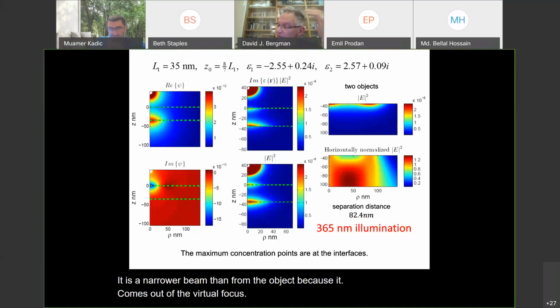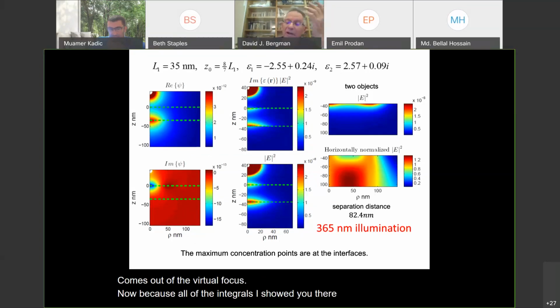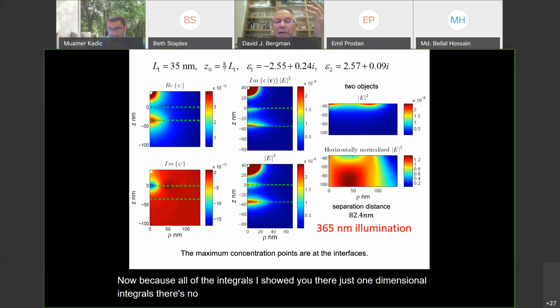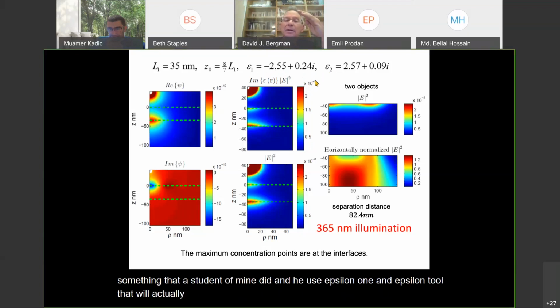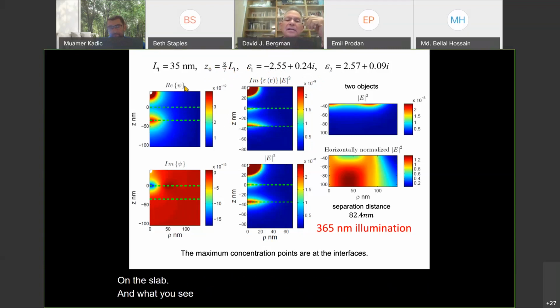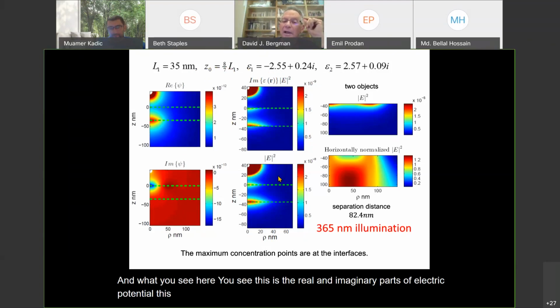Now, because all of the integrals I showed you are just one-dimensional integrals, there's no problem calculating them numerically. And this is something that a student of mine did. And he used epsilon 1 and epsilon 2 that were actually used in an experiment. And as you see here, z0 is a little larger than the thickness of the slab. And what you see here is the real and imaginary parts of the electric potential. This is the electric field squared, and this is the rate of dissipation.